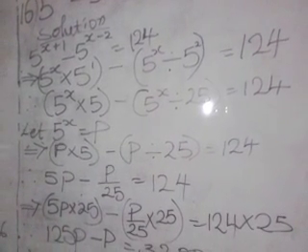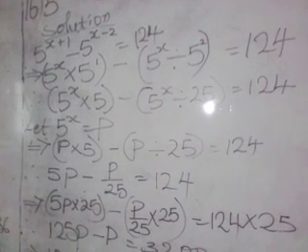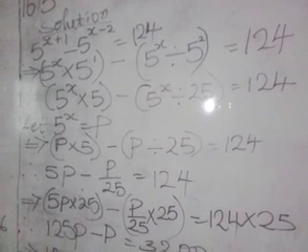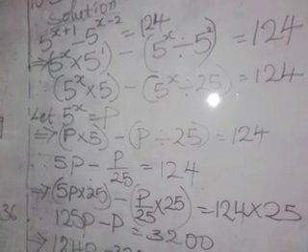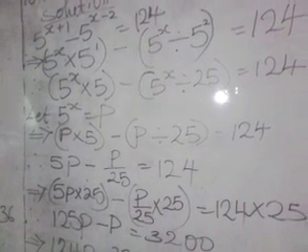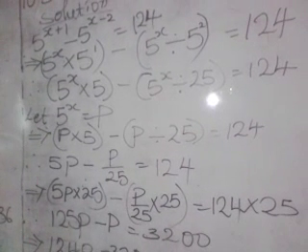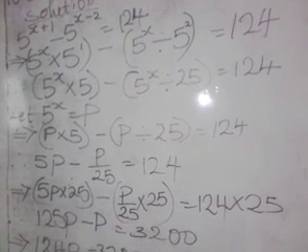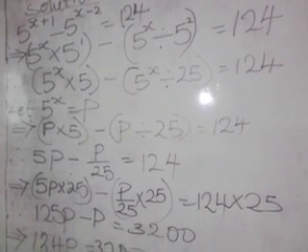So the question says 5 raised by x times 5 raised by 1 in bracket minus 5 raised by x divided by 5 raised by 2 equal to 124. Then, of course, 5 raised by 1 is 5, while 5 raised by 2 is 25. So the question now changes to 5 raised by x times 5 minus 5 raised by x divided by 25 equal to 124.